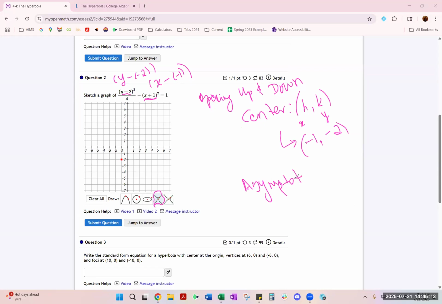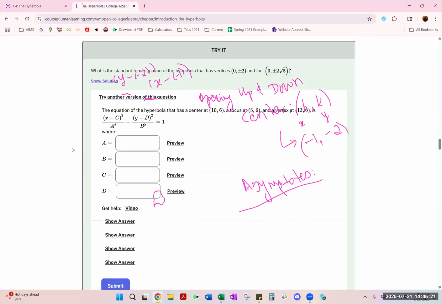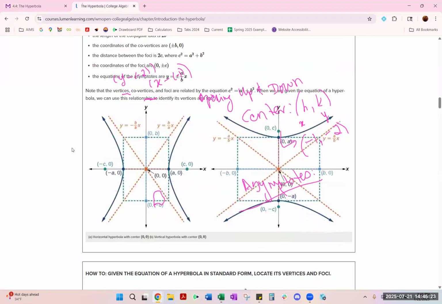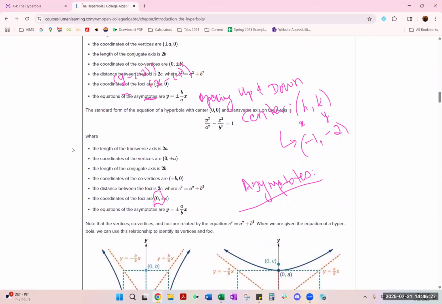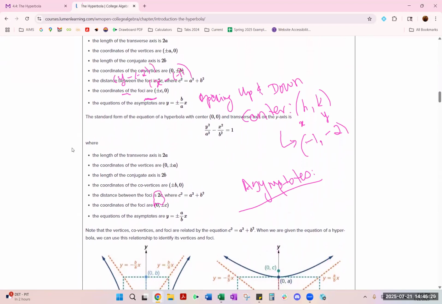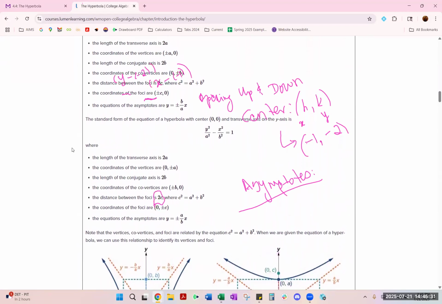Since we already selected our center, for the equation of the asymptote I actually go back to the standard form. And I know my writing is kind of obscuring some of this, but hopefully you can still see it. This is the standard form for the equation centered at 0, 0 with your hyperbola opening up and down, right?